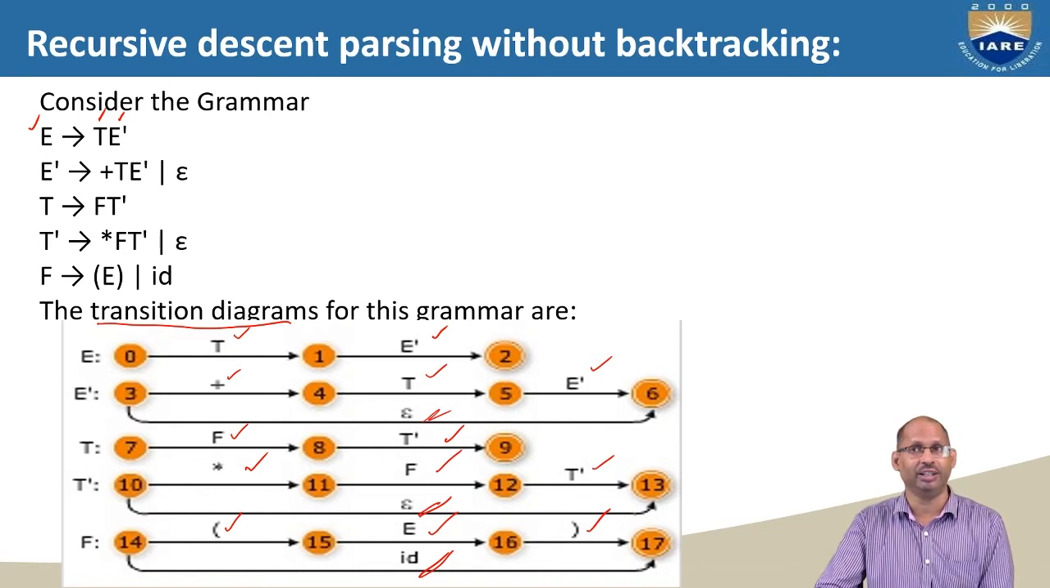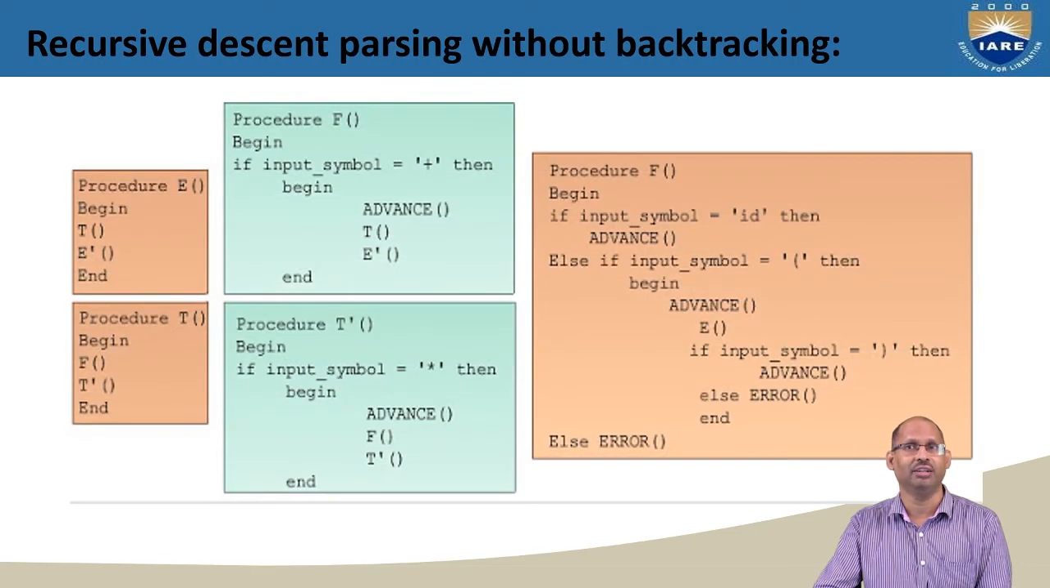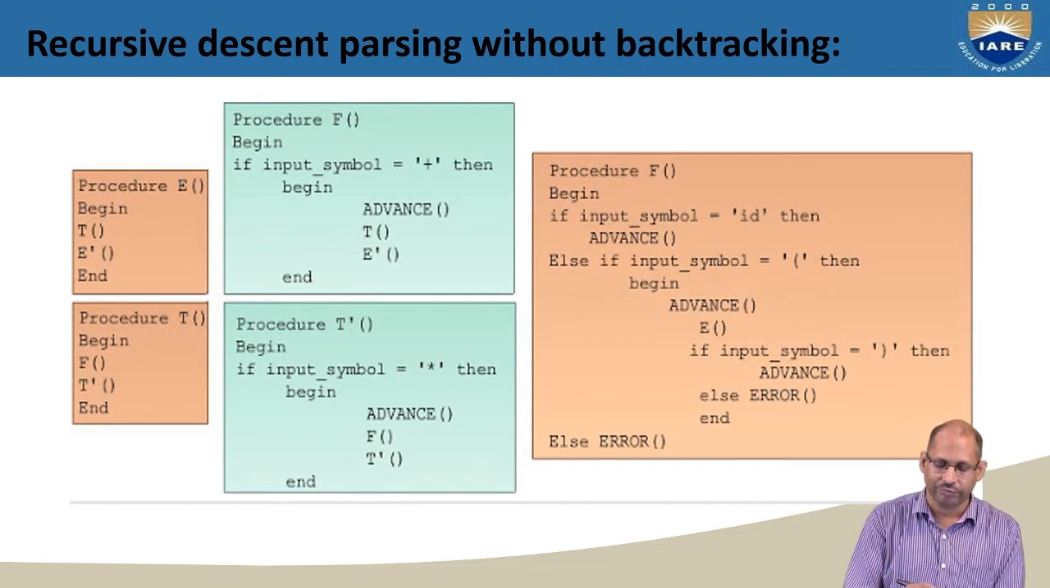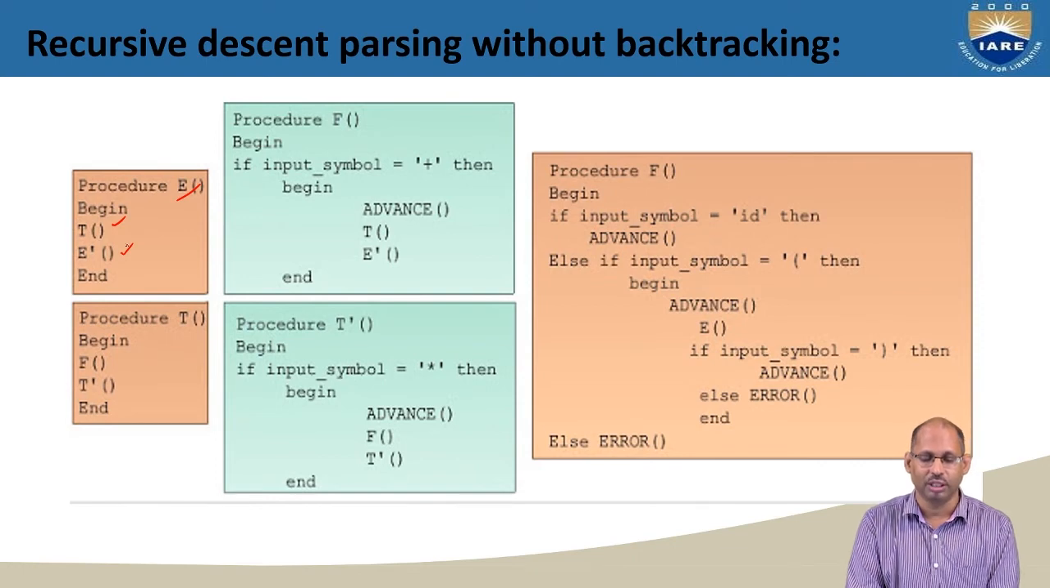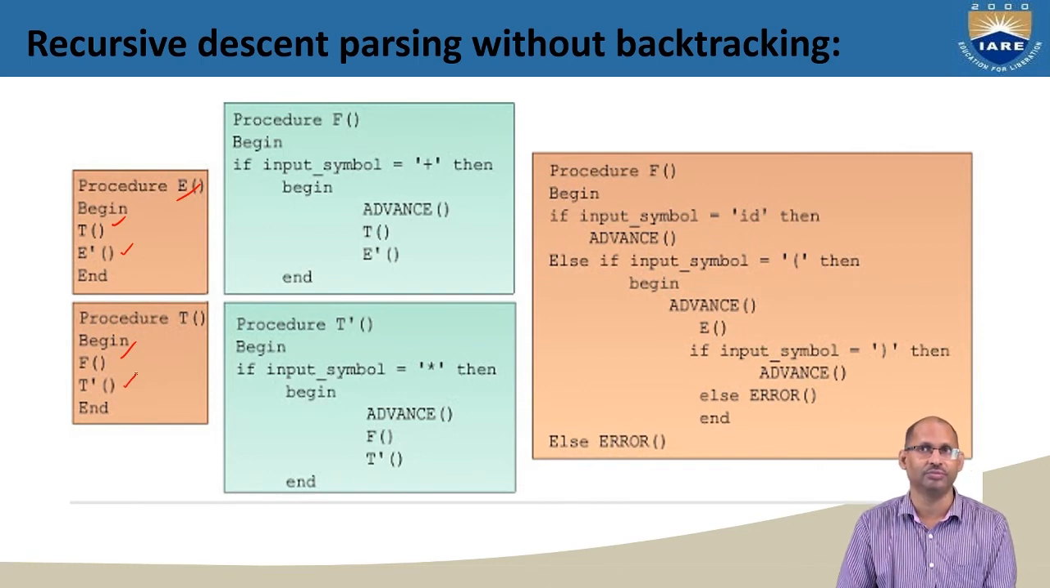Right? Is it clear? So using these transition diagrams, now we have to write the procedures. Now, if you observe procedure E, first call the T function. If it returns true, then call the E dash. Then T function: call F function, if it returns true, then call the T dash function.